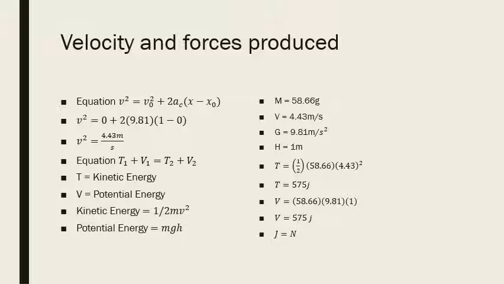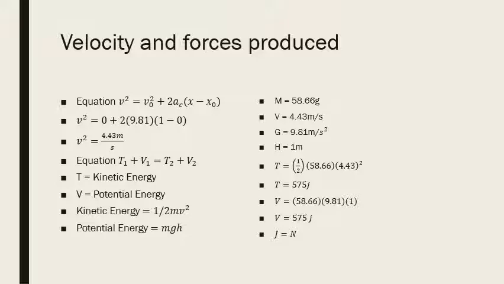Now, for the equation to find the forces produced, I had to use the law of conservation of energy. T1 plus V1 is equal to T2 plus V2. Here, T is equal to kinetic energy, V is equal to potential energy. The equation for kinetic energy is as follows: 1/2 mass times velocity squared, and potential energy is mass times gravity times height.